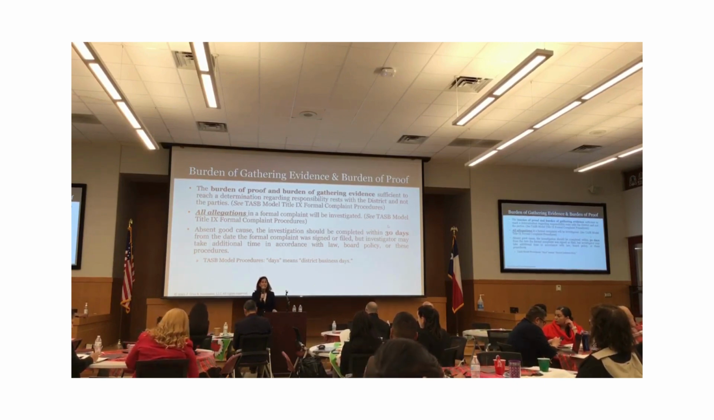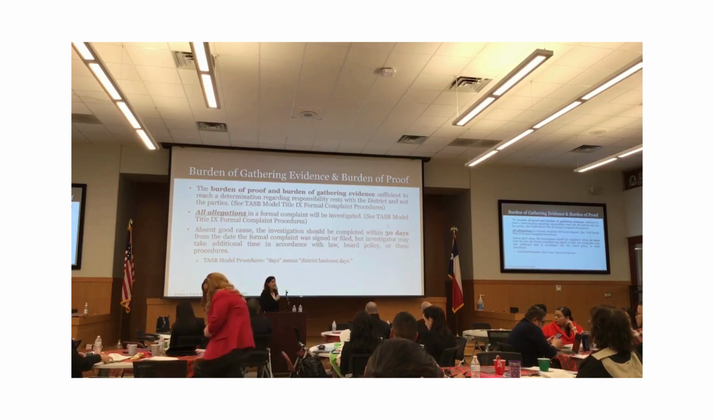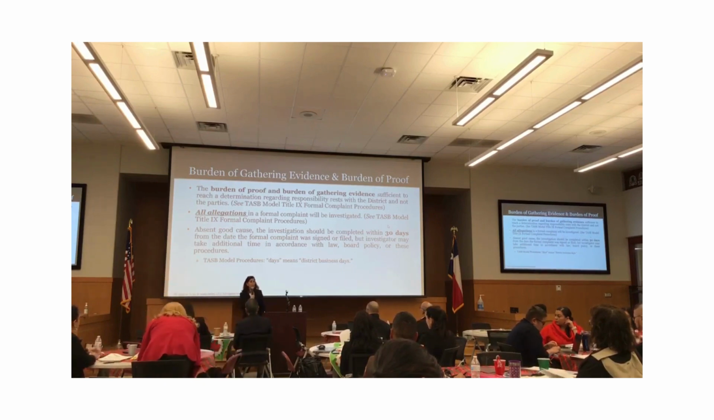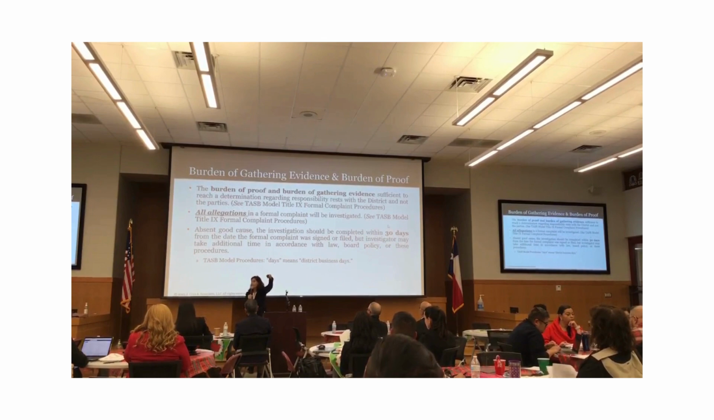Absent good cause, the investigator has to complete it within 30 days. That's not a lot of time. I know we're not counting holidays and stuff like that, but you guys are busy. So 30 days, if you know that you've got something coming up that's going to keep you from completing your investigation within 30 days, you need to contact the Title IX coordinator and say, hey, FYI, I've got surgery scheduled. I cannot get this thing done in 30 days.